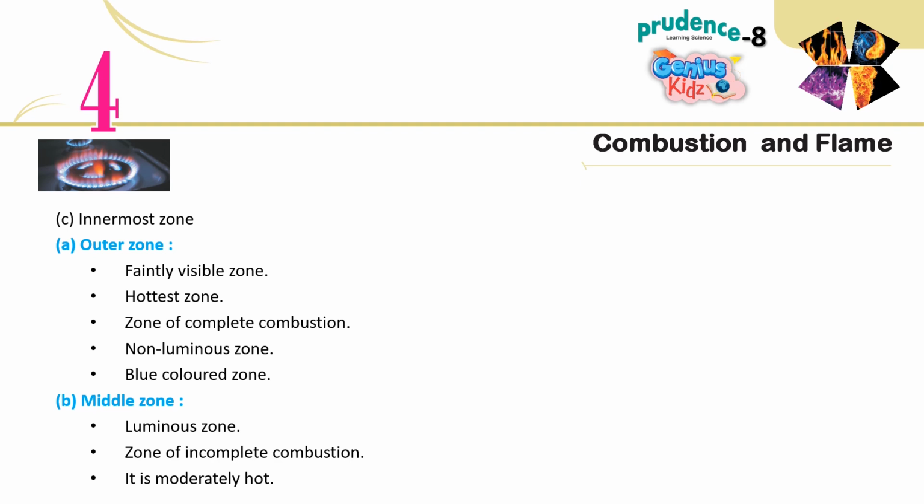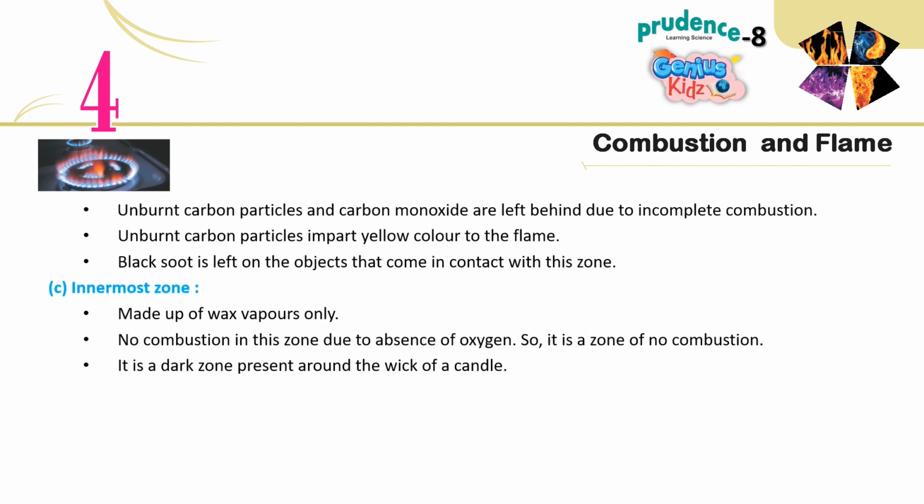It is moderately hot. Unburnt carbon particles and carbon monoxide are left behind due to incomplete combustion. Unburnt carbon particles impart yellow color to the flame. Black soot is left on the objects that come in contact with this zone. C. Innermost zone. Made up of wax vapors only. No combustion in this zone due to absence of oxygen. So, it is a zone of no combustion. It is a dark zone present around the wick of a candle.